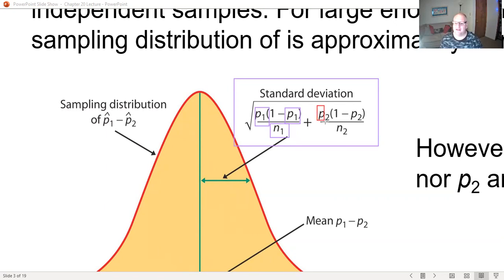And then also for the second group, we have these measurements here. So you can see that the standard deviation does take into account the proportion for both of the groups and also the sample size of both groups. Those variables come into play when you're trying to find the standard deviation.